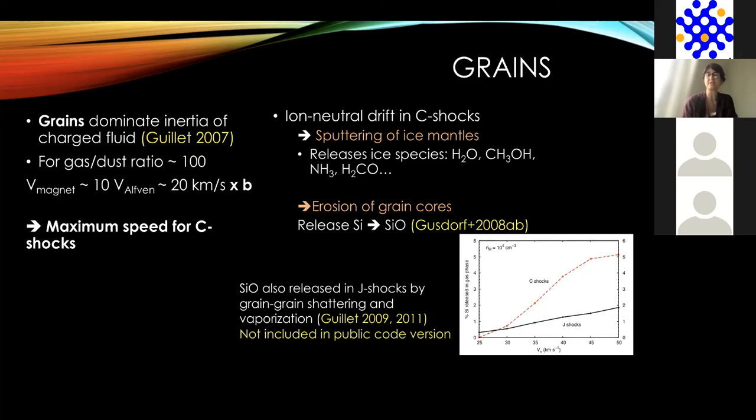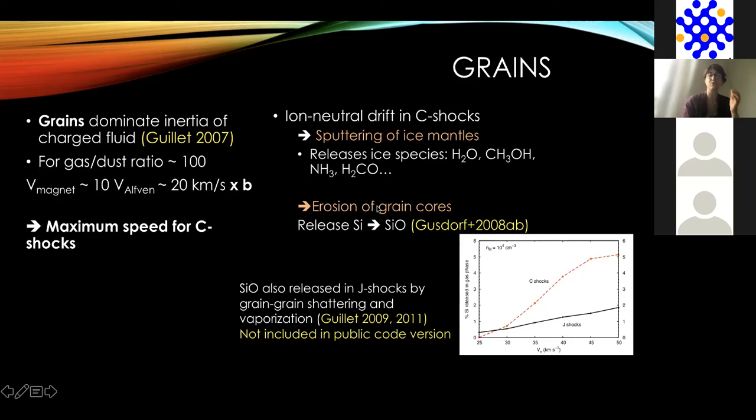The other effect of grains in C shocks is that they induce a very specific chemistry in C shocks. There is this drift between the ions and the neutrals that creates impacts, like heavy neutrals will impact on the dust grains and they will sputter ice mantles, the organic species and the molecular species on ice mantles, and they will release them in the gas phase. And so if this shock is running, for example, in a cold dark cloud with ice mantles, then you expect that the C shock will have a lot of water, methanol, ammonia, formaldehyde released in the gas phase, and this will show up as a very specific chemistry of C shocks.